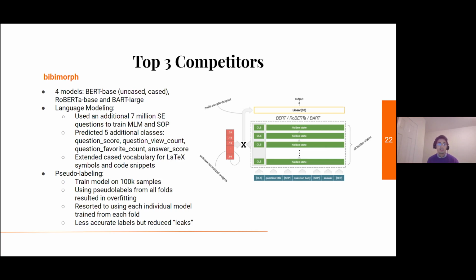The second technique that they utilized was pseudo labeling. Pseudo labeling is basically a technique where for this additional Stack Exchange data, they trained a model on the existing training data set with its labels, to determine the labels for the new data set. And then for the new 7 million data set, they created new labels.